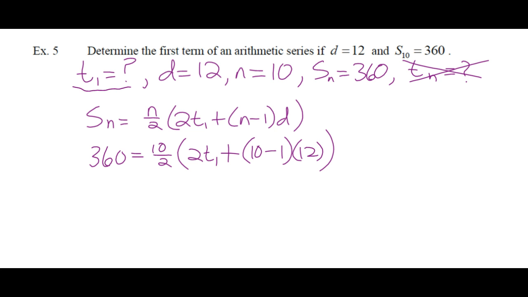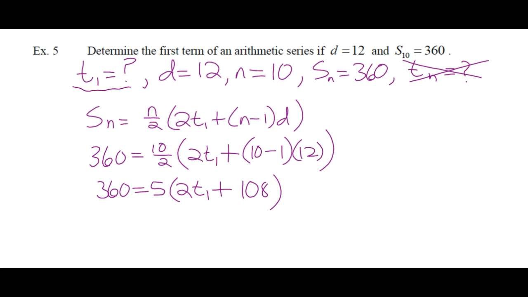All right. So 360 is equal to 5 times 2t1 plus, okay, 10 minus 1 is 9. 9 times 12 is, like, 10 times 12 minus 12, which is 108. This was easier to do using the distributive law, right? We got 120 minus 12 as opposed to going 9 times whatever.